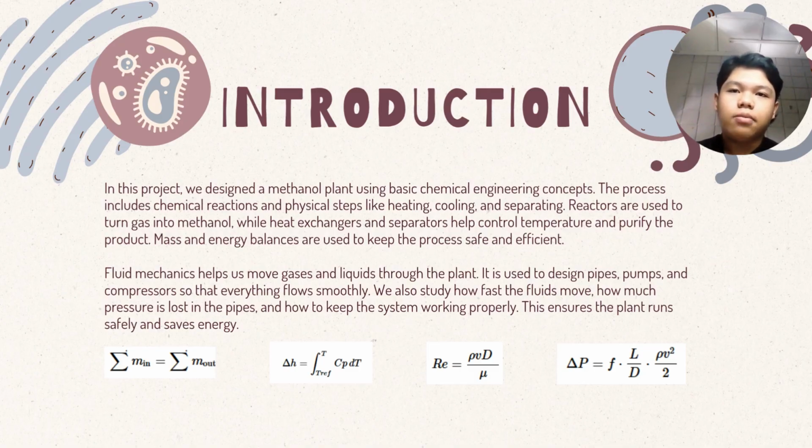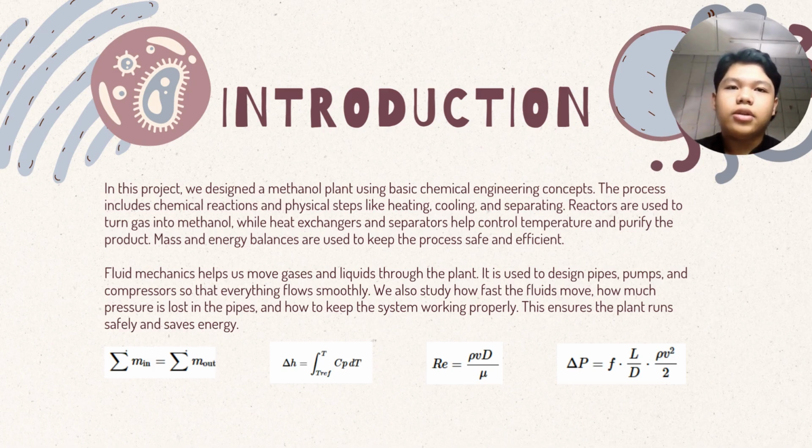While fluid mechanics help us move gases and liquids through the plant, it is used to design pipes, pumps, and compressors so that everything flows smoothly. We also study how fast the fluid moves, how much pressure is lost in the pipes, and how to keep the system working properly. This ensures the plant runs safely and saves energy.